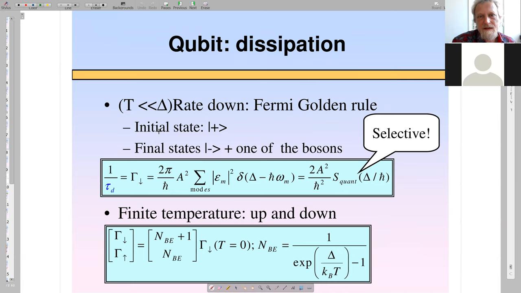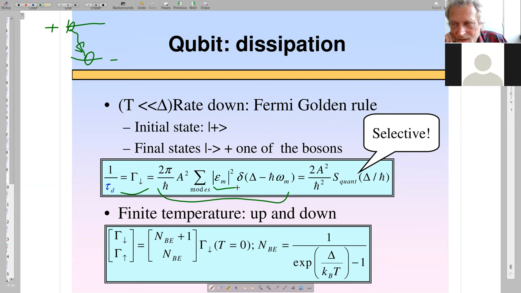Dissipation. What will happen? If there's an upper state and a lower state, what can happen if you initially have the system in the upper state? There can be a transition down with energy loss. Initially it is the state plus, and finally it's the state minus, and a boson is flying into the environment. You can take it and compute it with Fermi's golden rule. What we get is the spectral density of the noise, at the frequency which corresponds to the energy difference, because it's the frequency at which the boson is emitted.